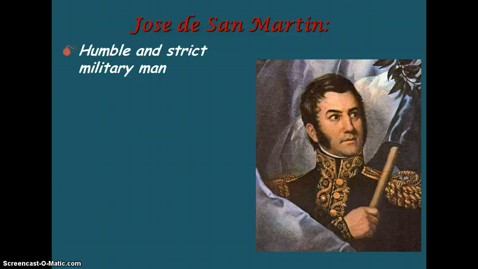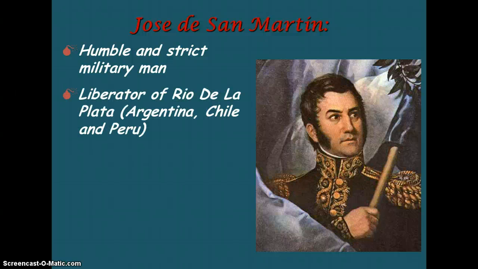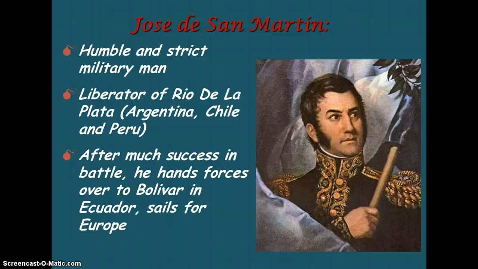José de San Martin, as I had said to you before, is the revolutionary leader of Rio de la Plata. He's a humble and strict military man. He was the liberator of Rio de la Plata, which is Argentina, Chile, and Peru. You can see that each has a little piece of Peru. After much success in battle, he hands the forces over to Bolivar in Ecuador and sails for Europe.